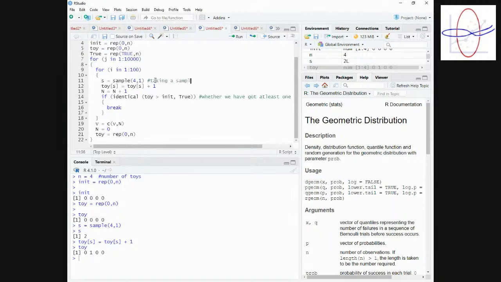a sample of chips, okay, and we are observing which toy we have got, and this is actually counting and increasing the step number that we have reached. This is the idea. So this is the actual random variable we need, the number of chips.